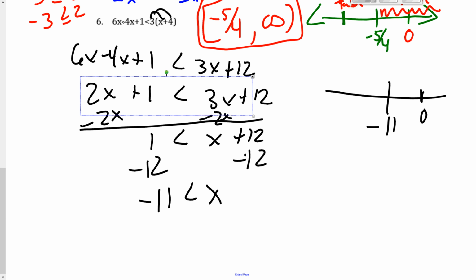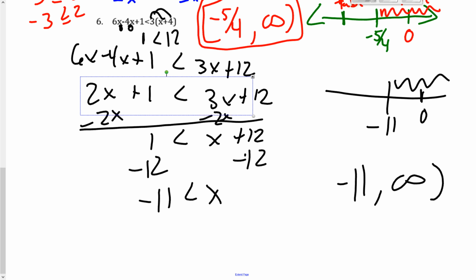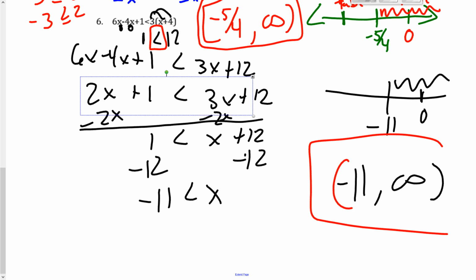Plug in 0. I get 0, 0 plus 1, so I get 1, and then 0 plus 4 is 4. Is 1 less than 4? That's true, so it's true everything this way. So from negative 11 up, it would be true. And am I including negative 11? No, because it is just less than. So I do a parenthesis on this. So that would be my answer to number 6.